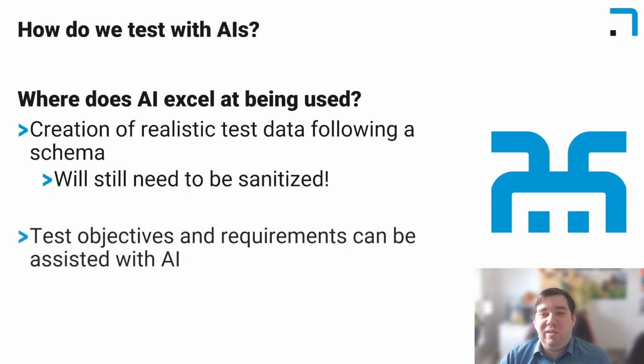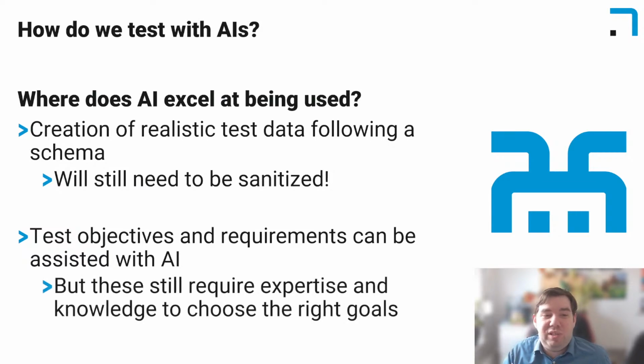I think AI also has a place looking at test objectives, and it's also really good at assisting us in finding out those test objectives or requirements and identifying where we can test. But, and very important, these should still require some expertise knowledge in order to help choose the right goals that we're actually searching for. So we can use AI, definitely, but I think we shouldn't be 100% reliant on it. AI should not be a test manager by any stretch, but it can help us identify some aspects that maybe we weren't thinking of prior.